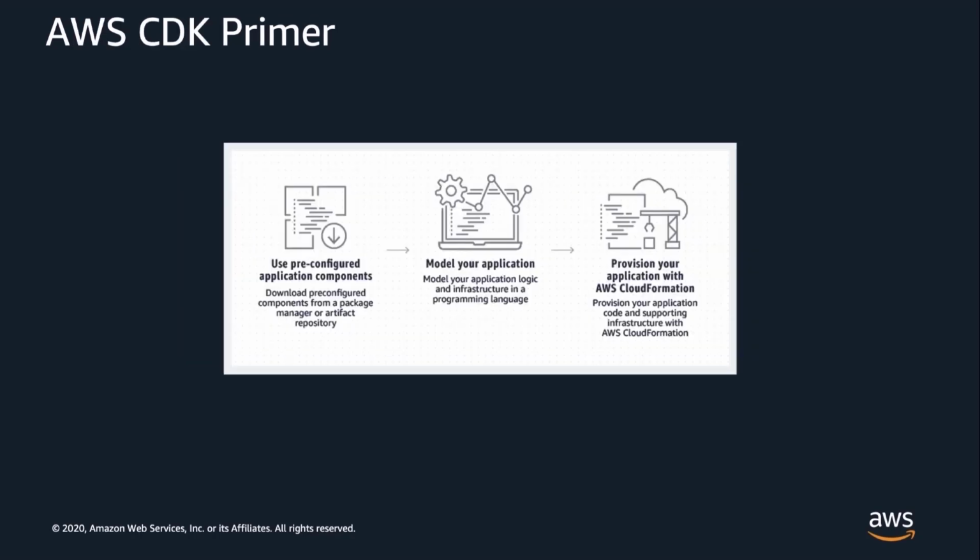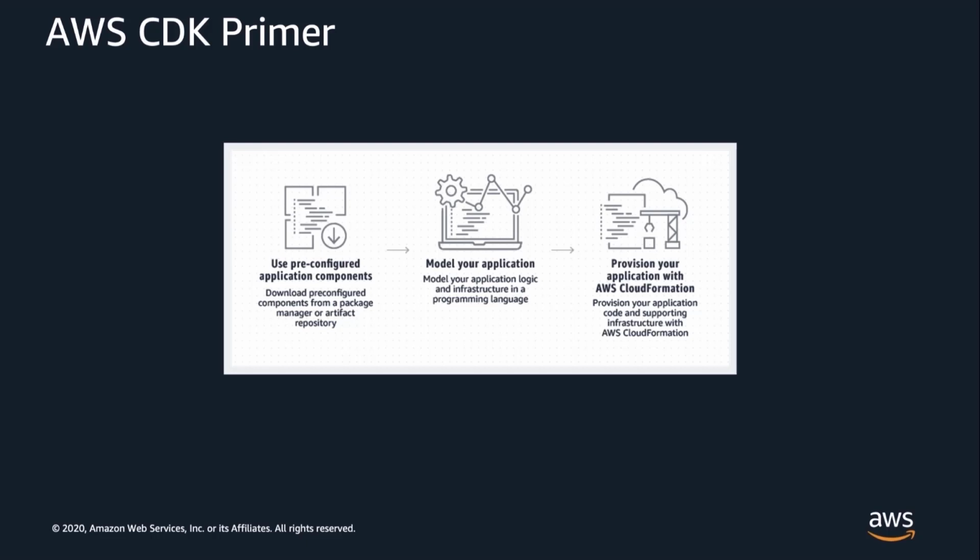So now let's talk a little bit about the CDK. The AWS Cloud Development Kit, abbreviated as the CDK, is an open source software development framework to model and provision your cloud application resources using familiar programming languages such as TypeScript, JavaScript, Python, Java, and .NET.